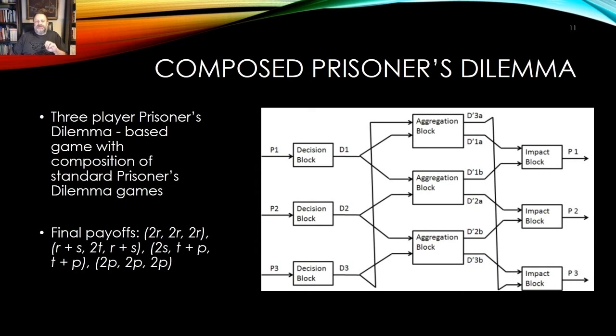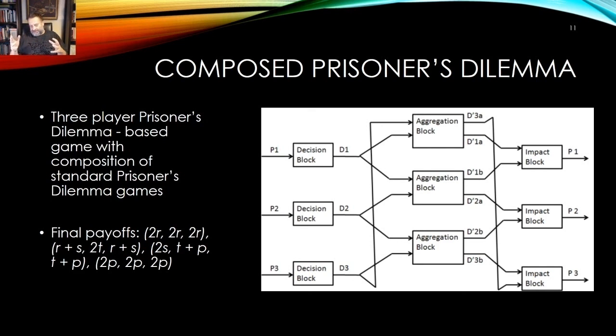This is a three-player prisoner dilemma game where we have three participants. Each makes a decision using their decision blocks, and then the decisions generated by these decision blocks are used for three aggregation blocks which generate the prisoner dilemma payoffs. And then these payoffs are led into the impact blocks which calculate the impact on the three players.